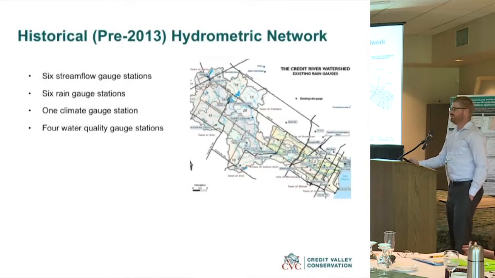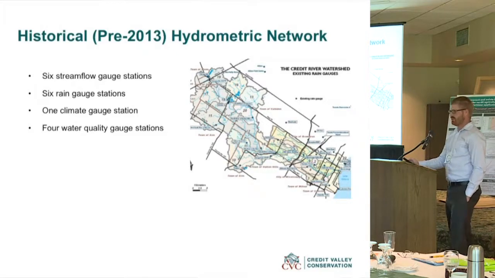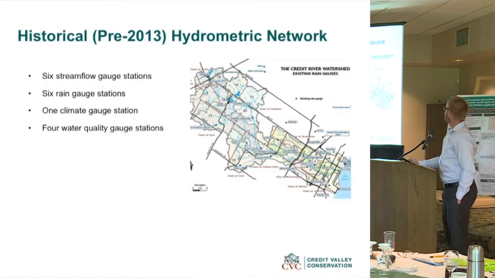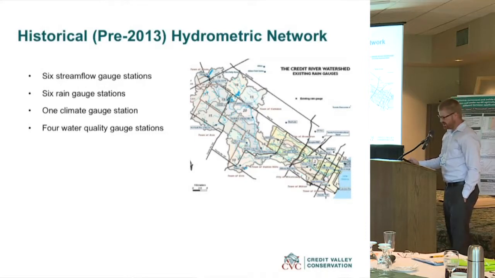So our historical network, pre-2013, Credit Valley Conservation maintained 6 stream flow gauge stations, 6 rain gauge stations, 1 climate station, and 4 water quality gauge stations. At the time, it was determined that for a watershed of our size, we were seriously lacking coverage in some key areas. Particularly in the northern part of the watershed, our stations were really spaced out. And in the southern part of our watershed, we had a different issue: we were heavily relying on partner data, and we were facing issues such as unreliability, the timeliness with which we could access that data, and some of the data quality.